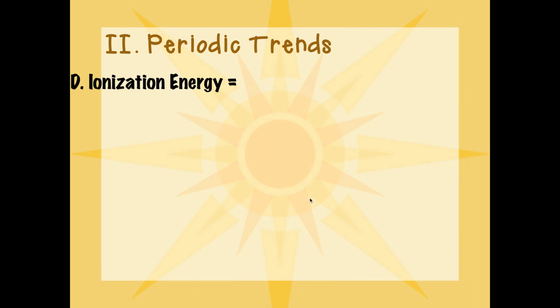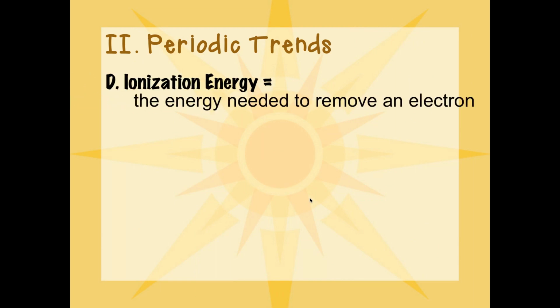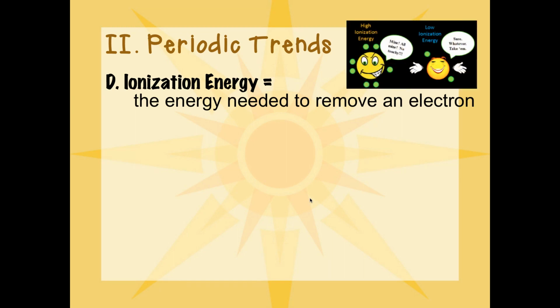All right, welcome back. Let's continue on. The next thing I want to talk about is ionization energy. And ionization energy is how much energy is needed to pull an electron away from an atom. So in this case, high ionization energy, this atom is saying, no, my electrons are mine, you can't touch them. A low ionization energy is saying, sure, whatever, go ahead, take my electrons. I'm not holding them very tightly.